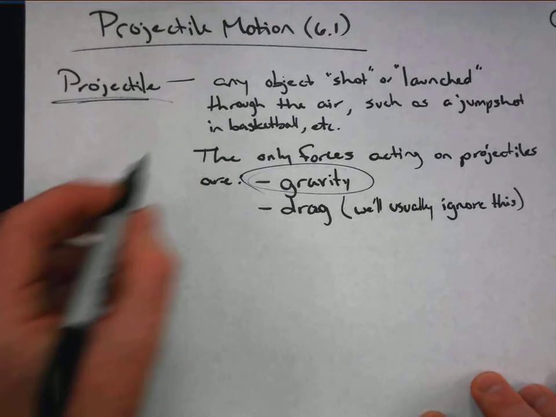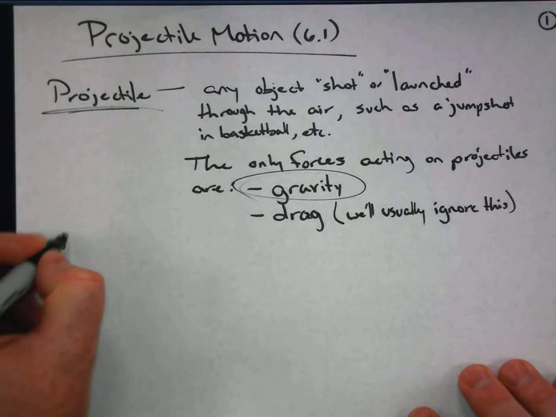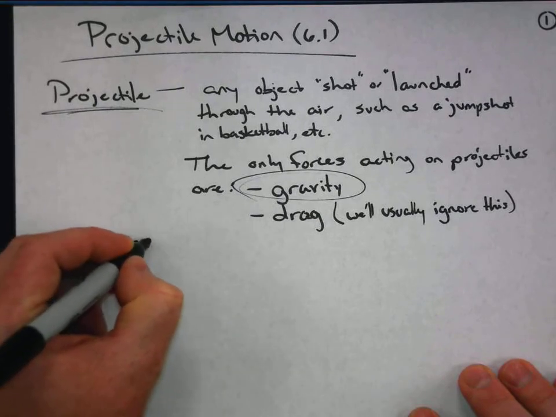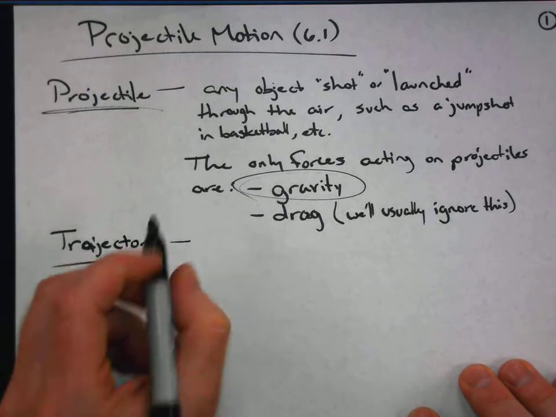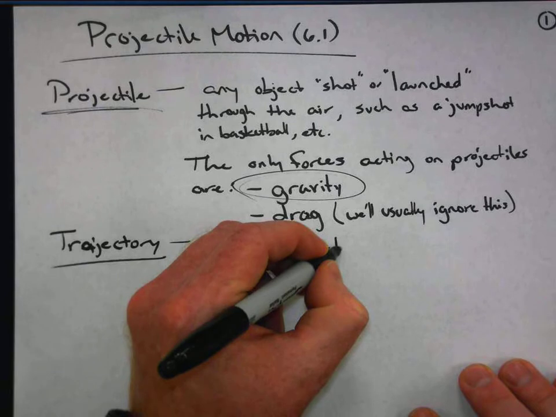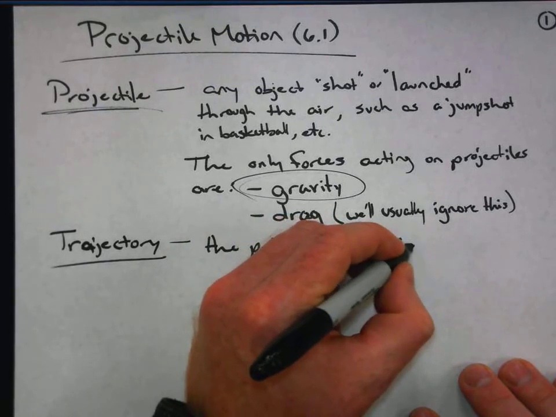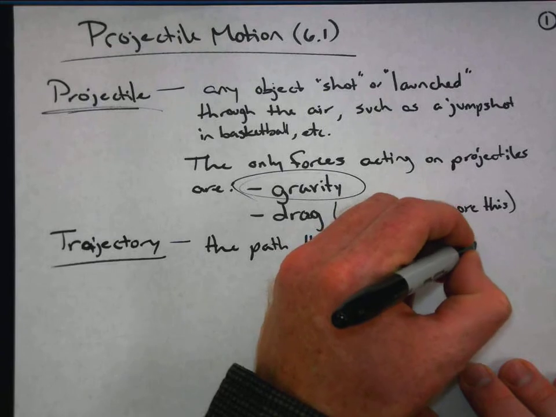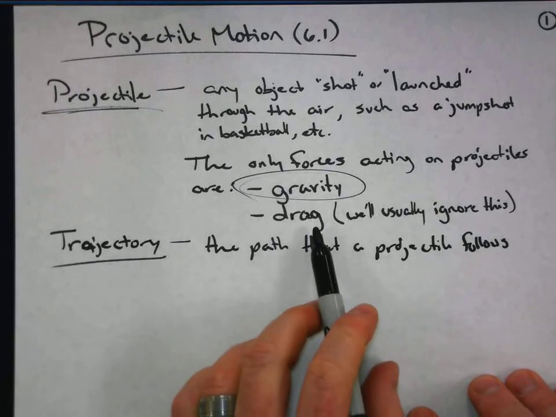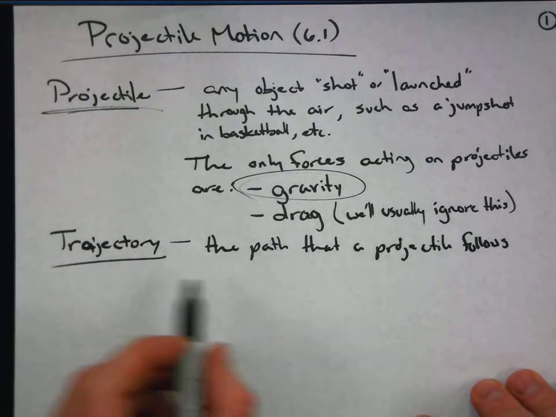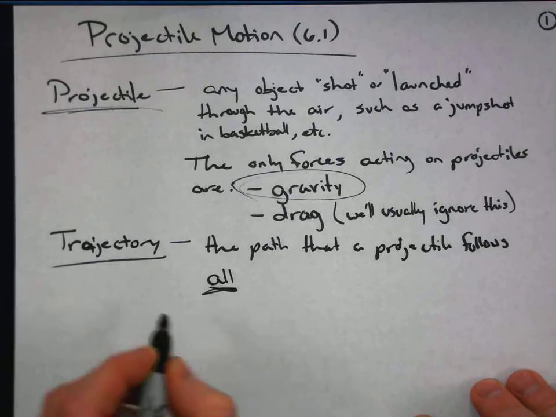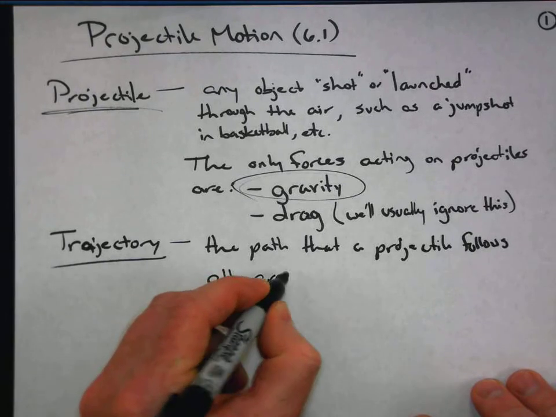So there's another term. Projectile is one definition you want to know, and another one here is trajectory. Trajectory is simply the path that a projectile follows. Now, the interesting thing about this is that if we're ignoring drag, and that's what we're doing, then all trajectories of all projectiles are parabolic.